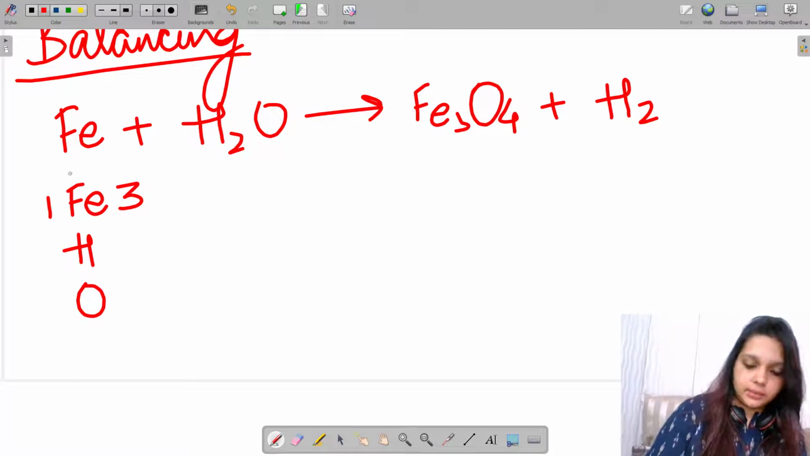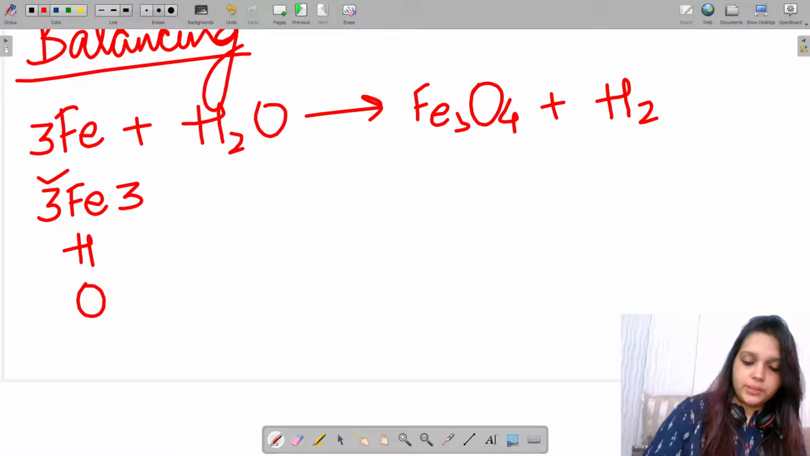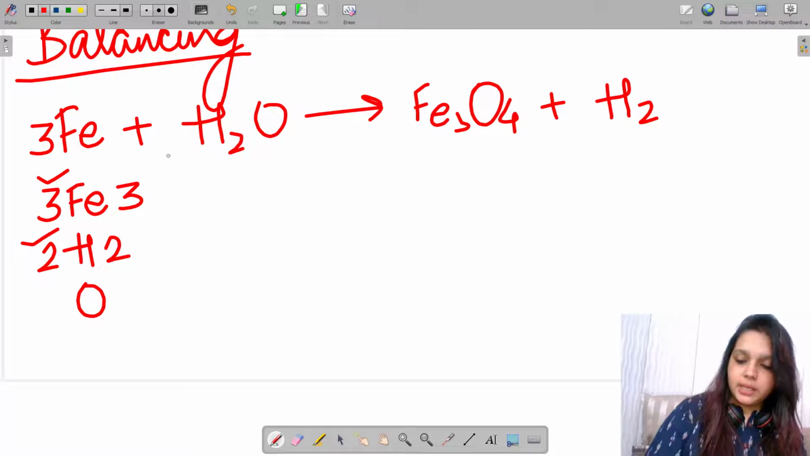चलिए बैलेंस कर देते हैं. We'll make it 3 here. That means 3 here, right? So my iron for now is balanced. Let's look at hydrogen. Hydrogen is 2 on the left hand side and hydrogen is 2 on the right hand side. So my hydrogen is also balanced. My oxygen is 1 on the left hand side, but oxygen is 4 here. What I'm going to do here? I'm going to make it 4 here to balance my oxygen.